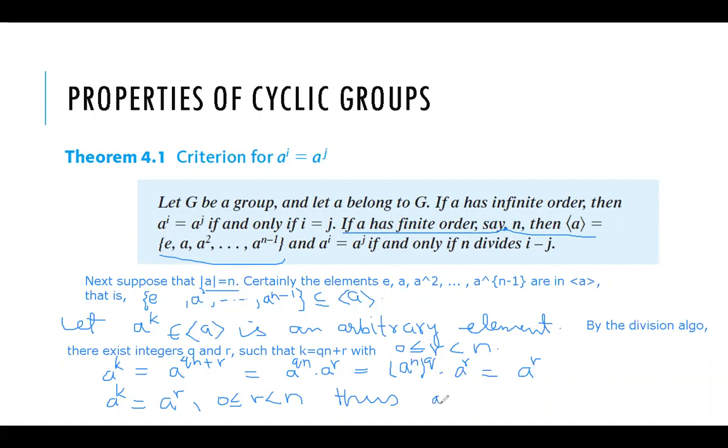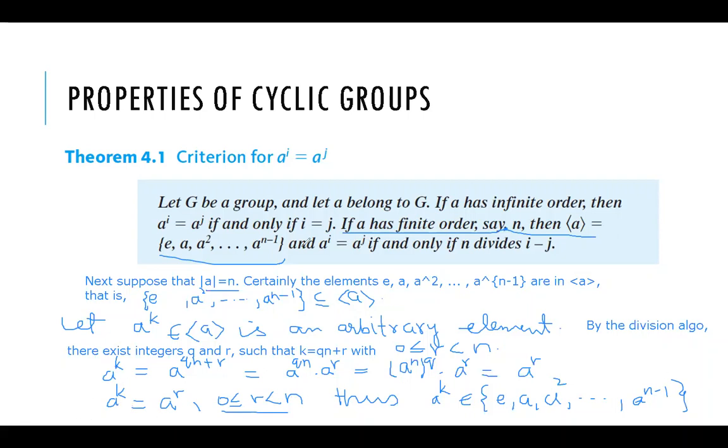So a^k belongs to the set {e, a, a square, and so on}. So it could be one of the elements in this set, because it is clear that r is greater than or equal to 0 and less than n. So a^r is one of these set elements, and a^k is among this set.